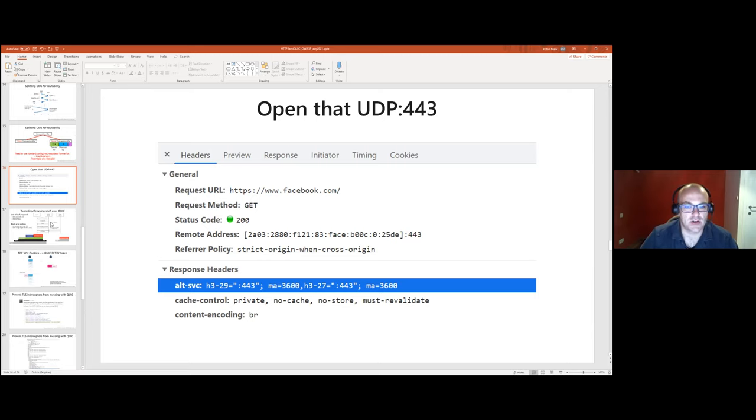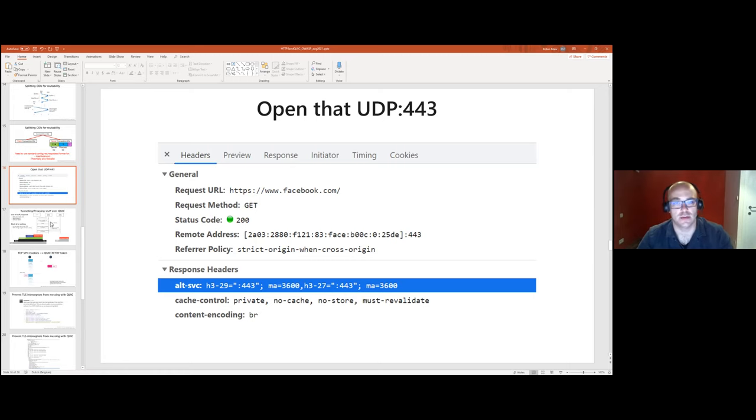Alt-SVC response header. And that basically says, okay, you've now used HTTP2, let's say, on TCP and TLS. But if you would like to use HTTP3, that's also possible, and you can do that on the same server at this port, right? Yeah. And so in the example, they say, okay, it's just this server port 443, and that's what most people are doing. But there's no reason you couldn't give any other port in that setup. So basically, you bootstrap your HTTP3 through HTTP1 or HTTP2.